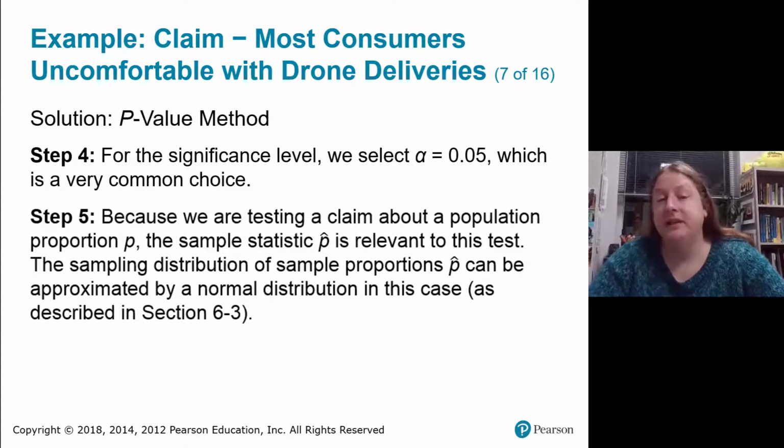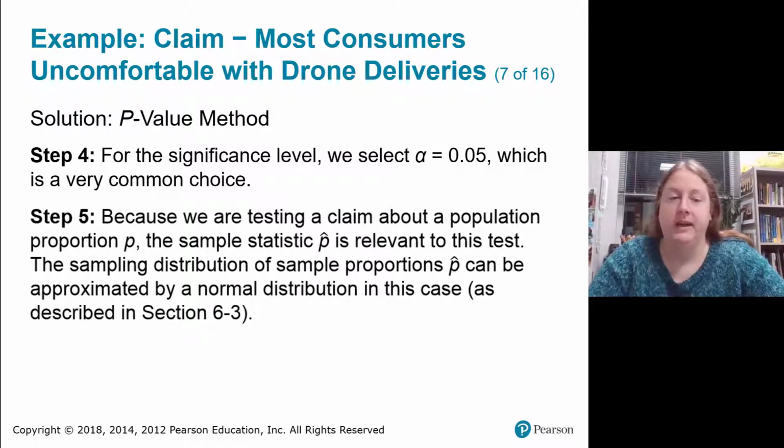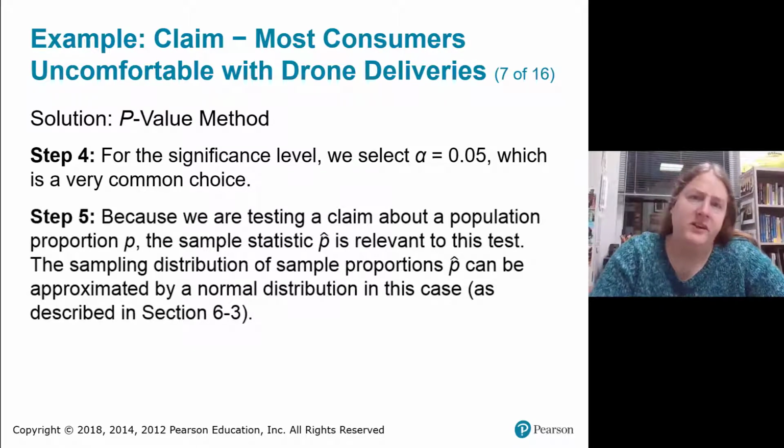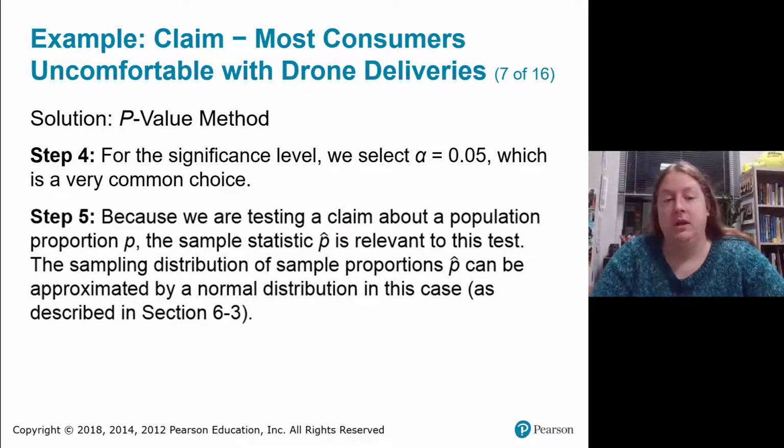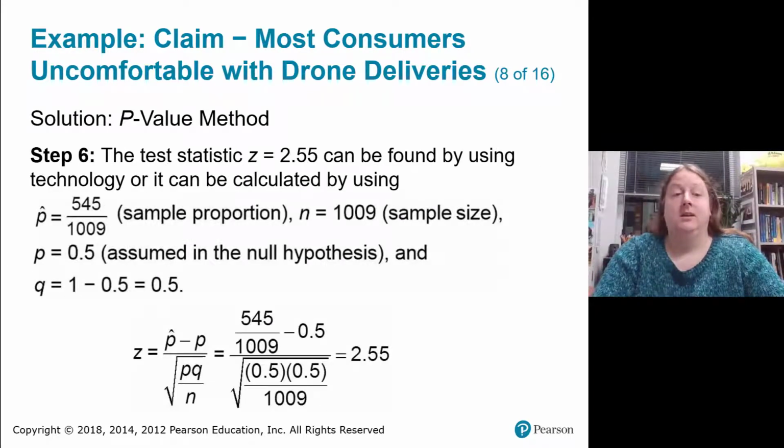So because we're testing a claim about a population proportion, the sample statistic p hat is relevant to the test. So the sampling distribution of sample proportions p hat can be approximated by a normal distribution in this case. We saw that because of our third requirement check working out. We've also seen this previously when we were talking about normal approximations of binomial distributions, and back when we were talking about confidence intervals with proportions.